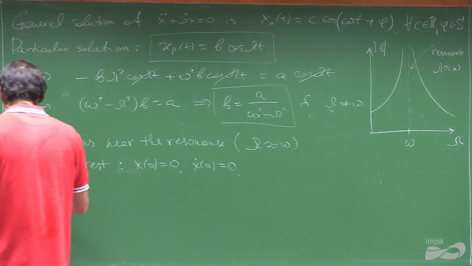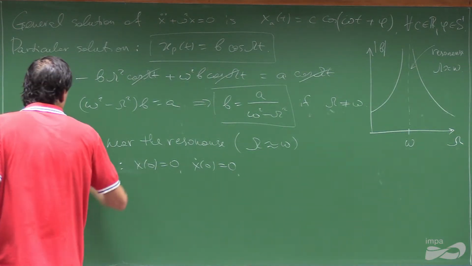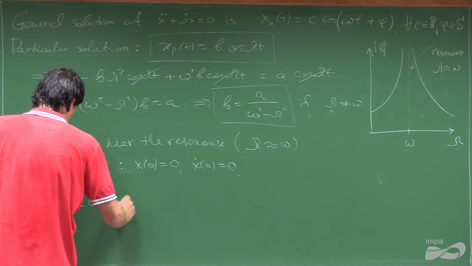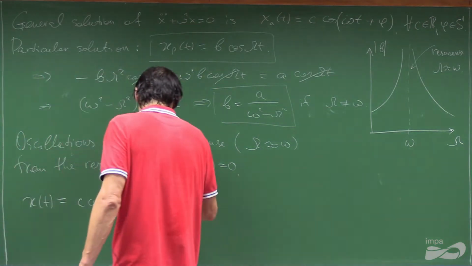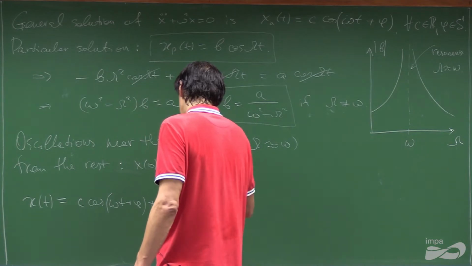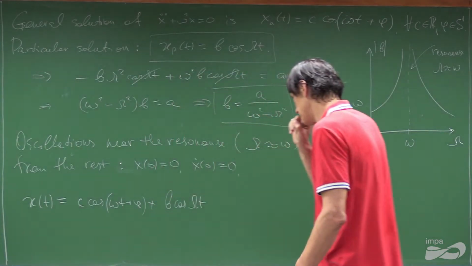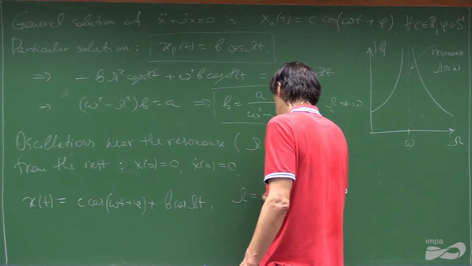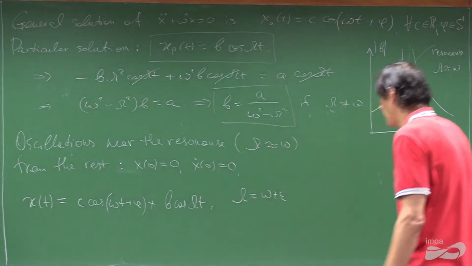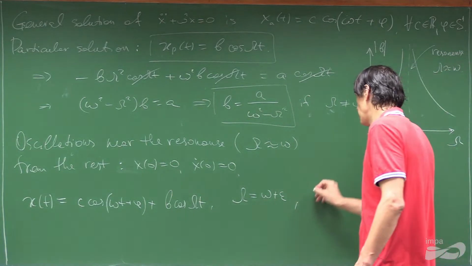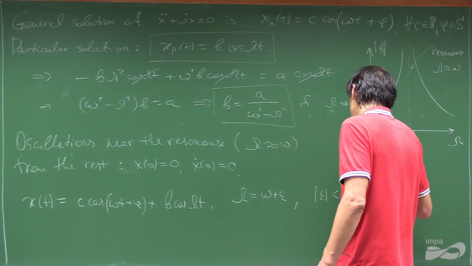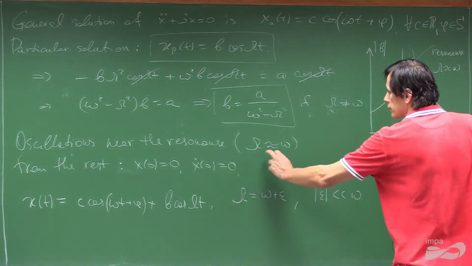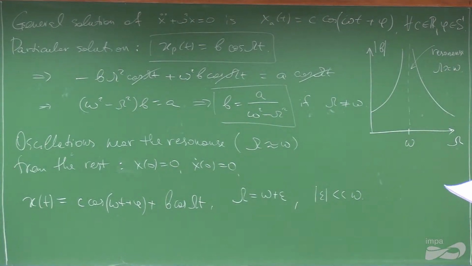Okay, so our solution is the sum of the two, right? So it's c cosine small omega t plus phi, plus b cosine large omega t. So that's our solution. And what we know is the two frequencies are close. So what we do is we define epsilon, which is the difference. So this difference is much smaller than the frequency. So that means that they're very close. Yeah? So this condition we just wrote in explicit form.